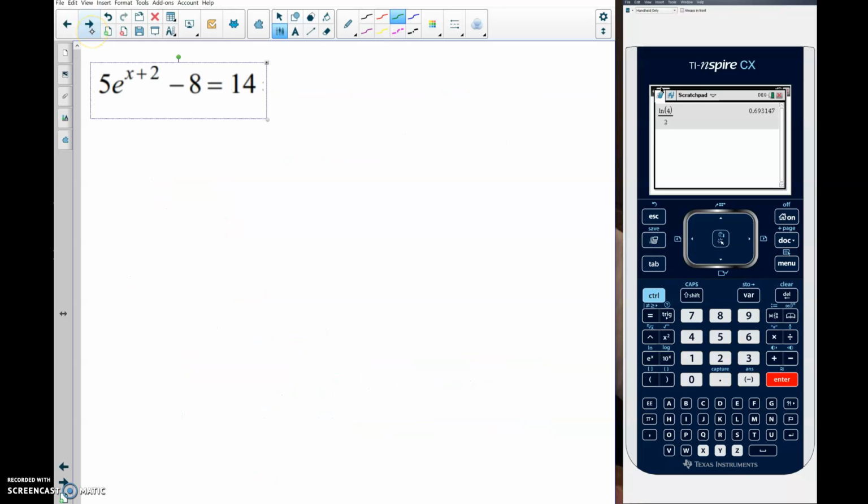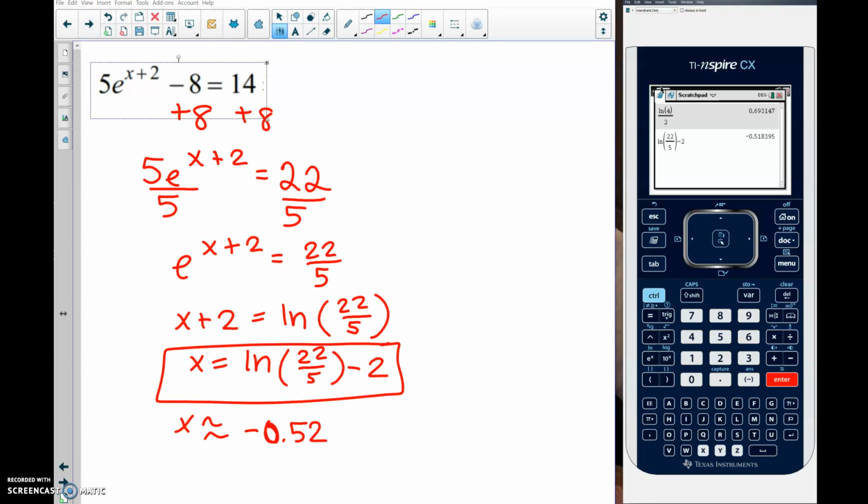Okay, next example here. Now we have a few more steps we need to add on. Press pause and try to complete these steps. Take a minute and notice that we have both multiplication and subtraction going on outside of the base. So order of operations backwards, you have to undo subtraction first and then multiplication by doing the addition and then division. Notice the exponent x plus 2, once you take the ln, notice that I did the ln of 22 divided by 5 and I left it that way. If you change it to a decimal, that is okay.